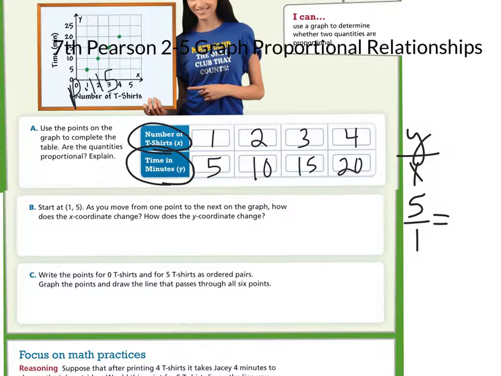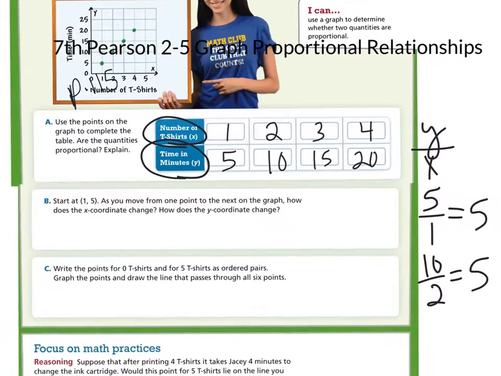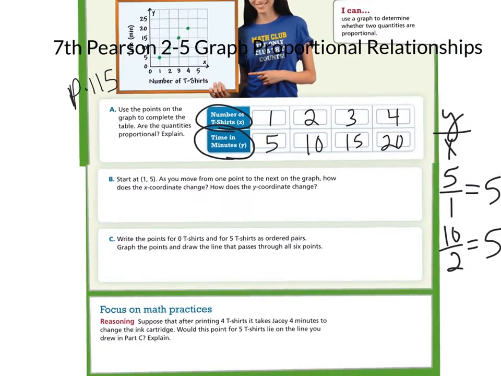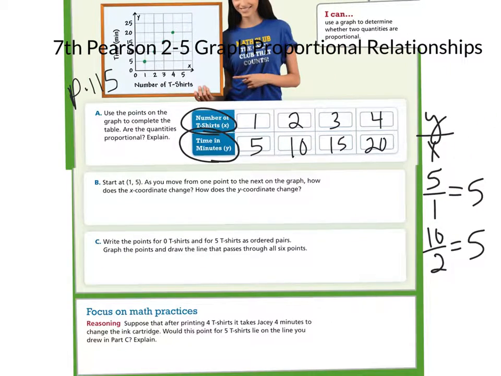So 5 divided by 1 would be 5. 10 divided by 2 would be 5. And you can do it for the other two. 15 divided by 3 is 5. 20 divided by 4 is 5. So all of those are coming out the same. And so the question about whether these are proportional, on part A, the answer would be yes. And again, for explaining that, we would say the ratios are equivalent. All the ratios equal 5/1, or it's 5 minutes per t-shirt for any amount of t-shirts that you make. Okay?